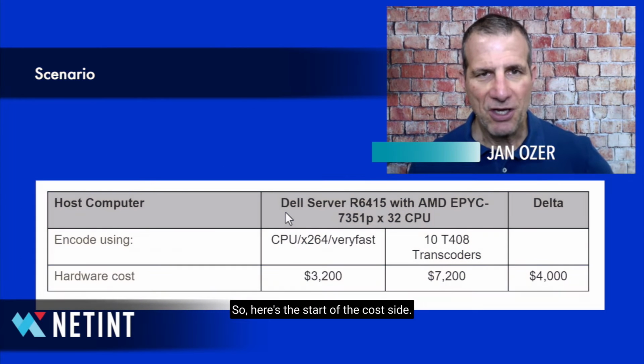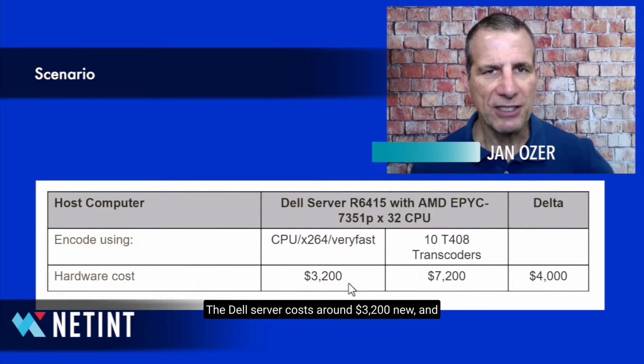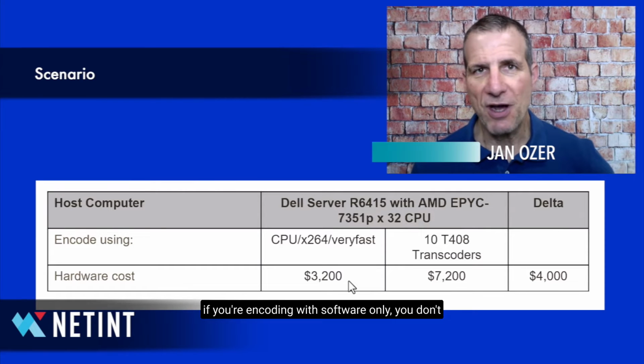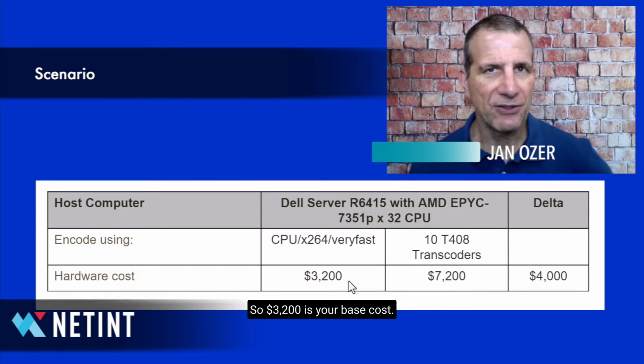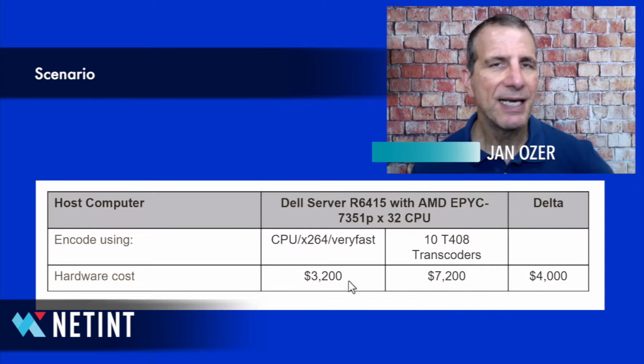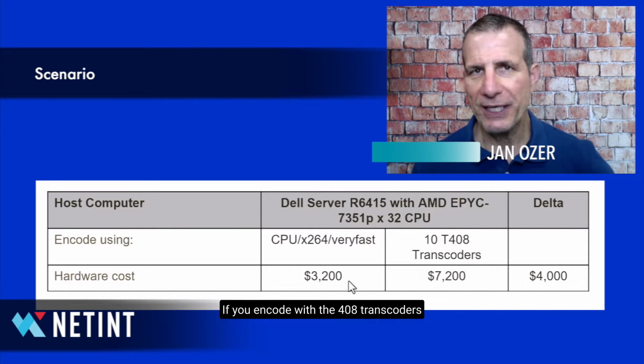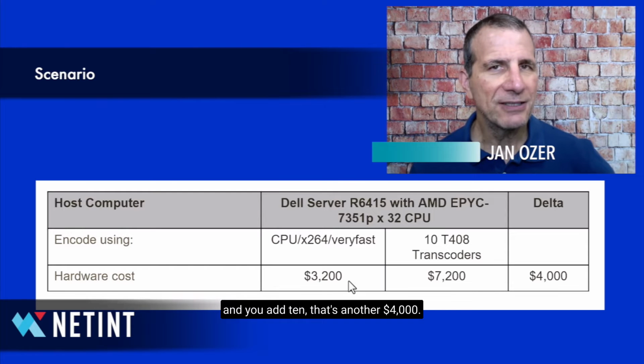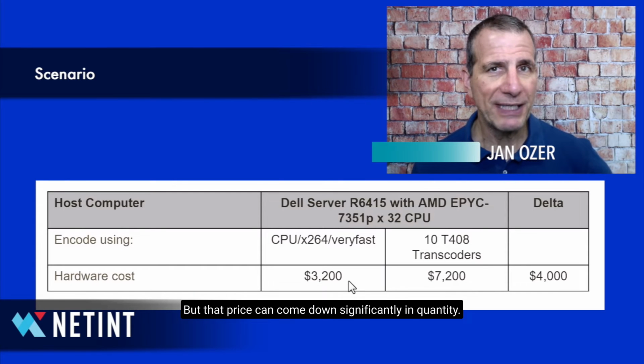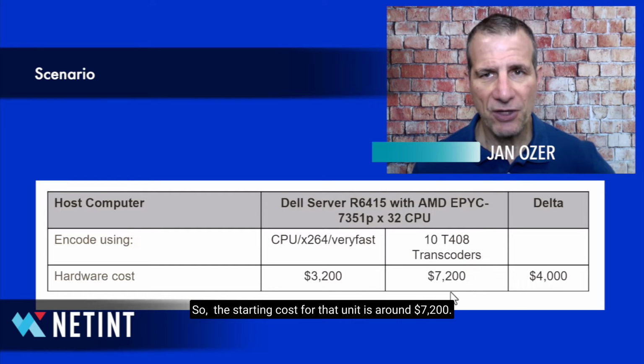So here's the start of the cost side. The Dell server cost around $3,200 new, and if you're encoding with software only, you don't need to add any hardware to that, so $3,200 is your base cost. If you encode with the T408 transcoders and you add 10, that's another $4,000, but that price can come down significantly in quantity. So the starting cost for that unit is around $7,200.